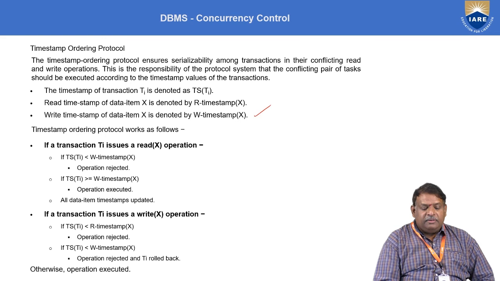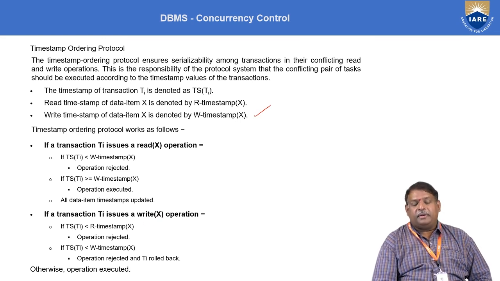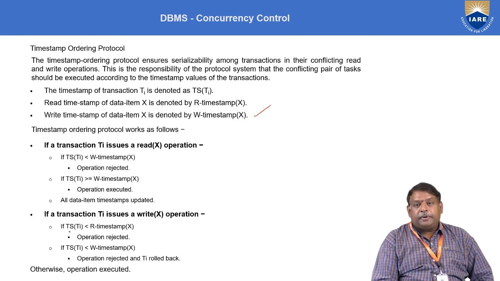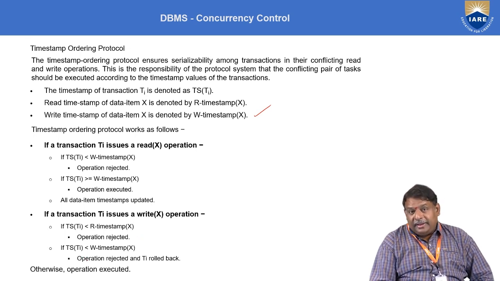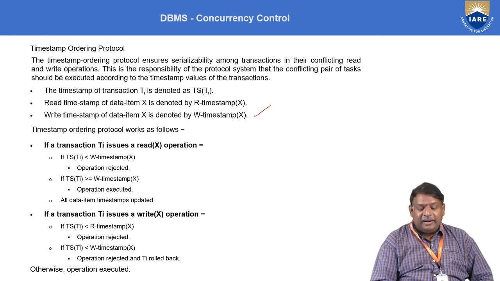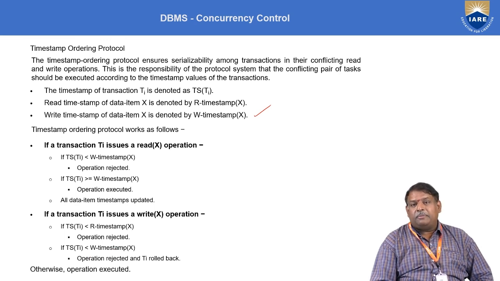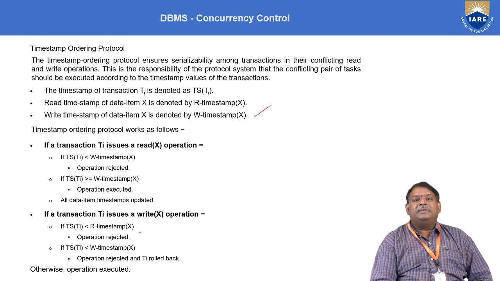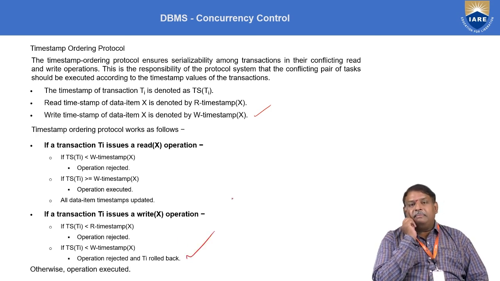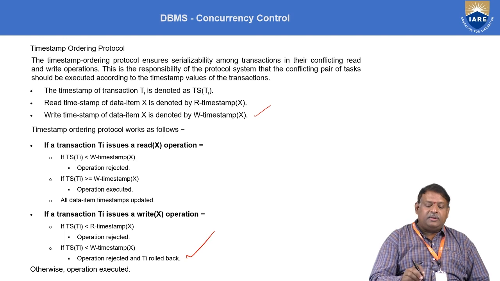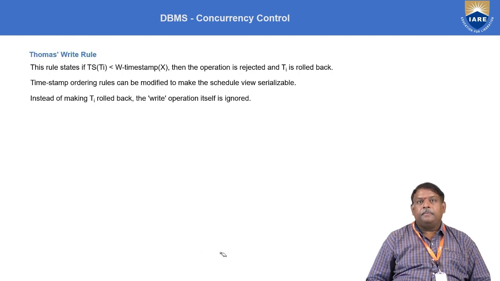If transaction T1 issues a write operation and the timestamp of T1 is less than the read timestamp, it is rejected. Also, if the timestamp of T1 is less than the write timestamp of X, then the operation is rejected and T1 is rolled back. Otherwise, if these conditions do not match, your operation succeeds and the transaction proceeds.